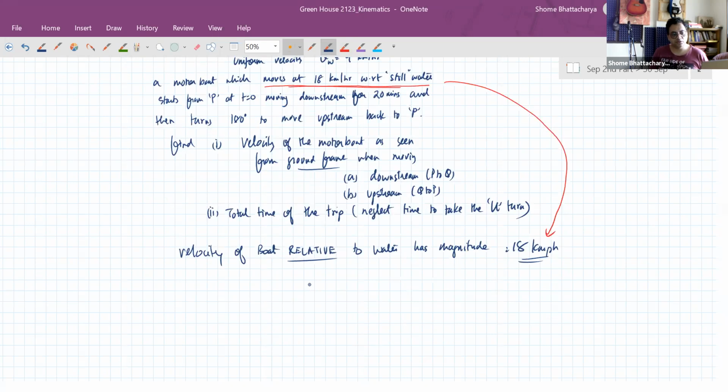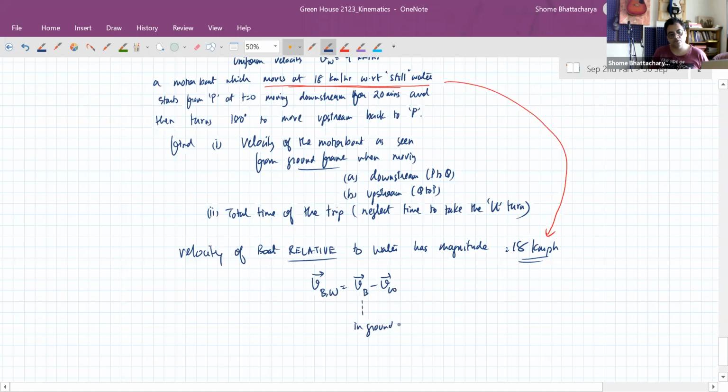Okay. So we'll use this concept that velocity of the boat with respect to the water is velocity of the boat minus velocity of the water. Okay. This is in ground frame. So in this case, this is the unknown quantity, this is known and this is known. So we will reverse this equation and we'll say the velocity of the boat in ground frame is the velocity of the boat relative to the water plus the velocity of the water. This is what we'll apply over here.